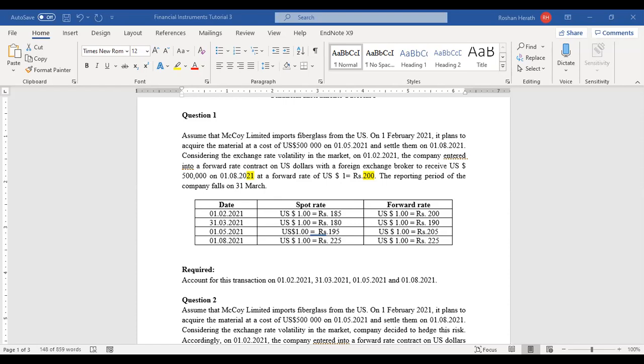So it's a kind of a derivative. So it has all the 3 characteristics. So here the fundamental question that you have to ask in the initial recognition, what is the value of contractual right?